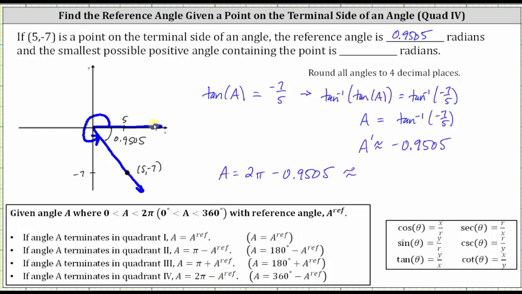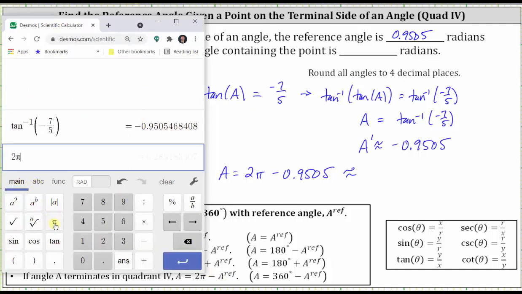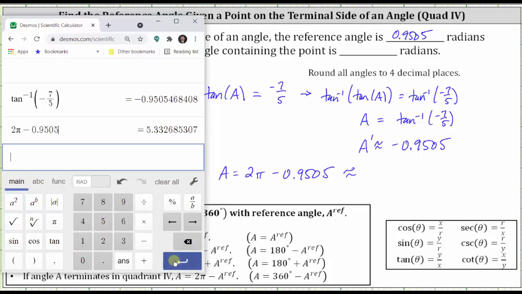So going back to the calculator, we have angle A is approximately 5.3327 radians. I do want to mention another way that we could have found the measure of angle A, the angle we are looking for, would be to take the measure of angle A prime and then add 2 pi radians, because remember the two angles are coterminal.